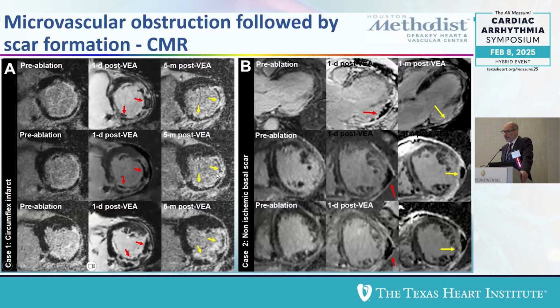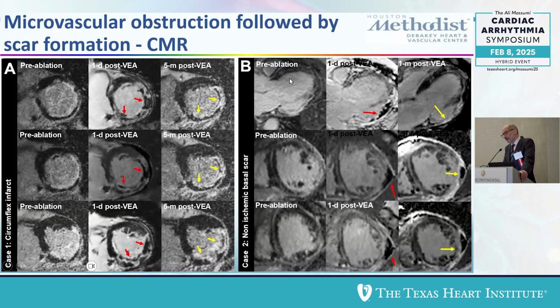And when you image patients later, this patient was meant to be imaged at 1 month, but he came 5 months later for the MRI. And you can see how the substrate has evolved to delayed enhancement. There's maybe still remaining some microvascular occlusion subendocardially, but you can see how the substrate progresses into a regular scar.